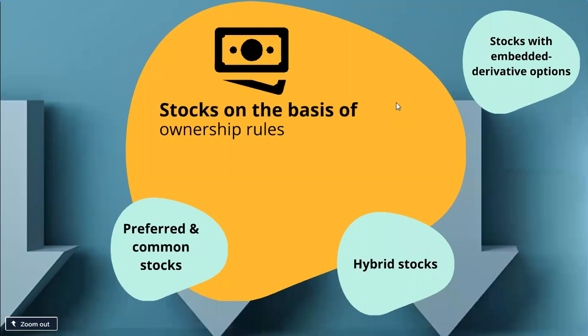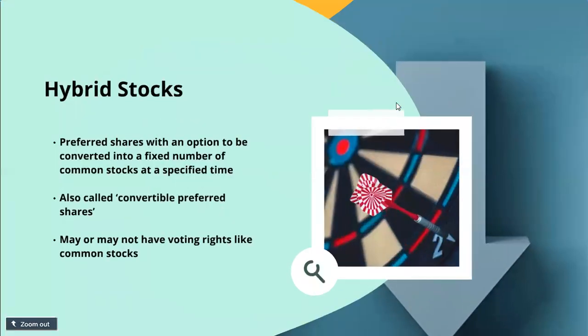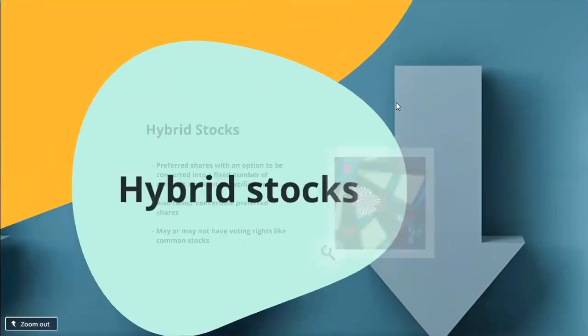Next, the hybrid stocks. Some companies issue hybrid stocks also. These are often preferred shares that come with an option to be converted into a fixed number of common stocks at a specified time. These kinds of stocks are called convertible preferred shares. Since these are hybrid stocks, they may or may not have voting rights like common stocks.